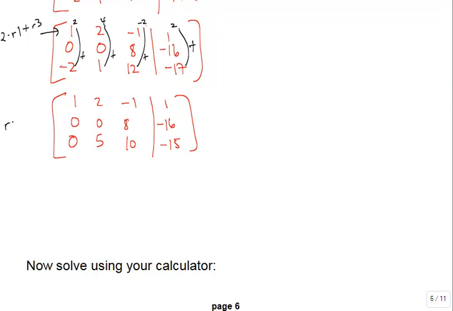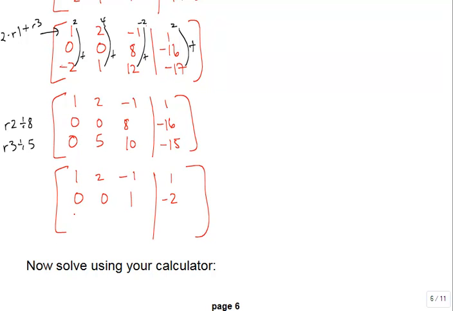So I am going to take row 2 and I'm going to divide it by 8. And at the same time, just to save myself some writing, I'm going to take row 3 and divide it by 5. So let's write out what that turns into. So we're not doing anything to row 1. Row 2 becomes 0, 0, 1, negative 2, and row 3 becomes 0, 1, 2, negative 3.